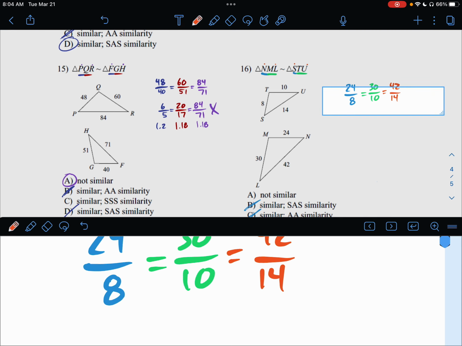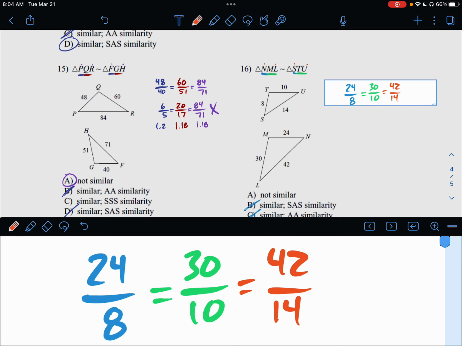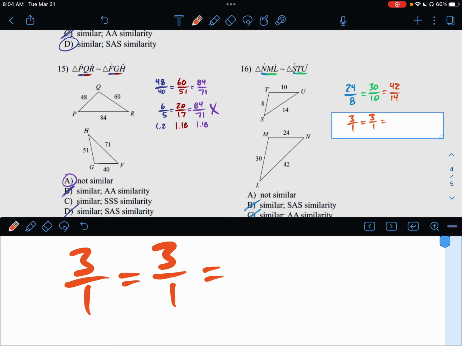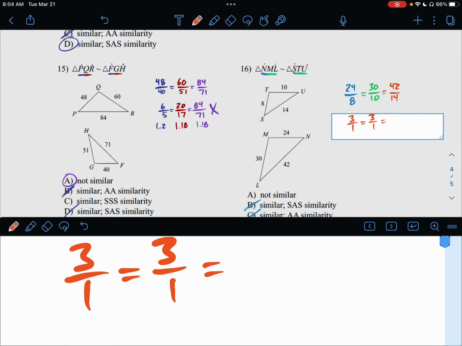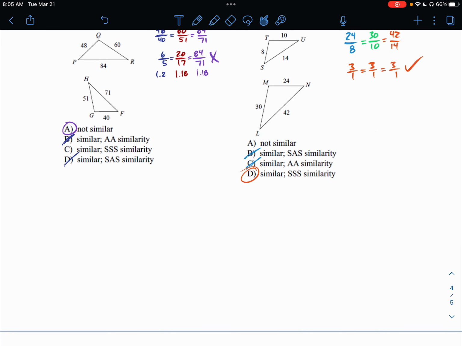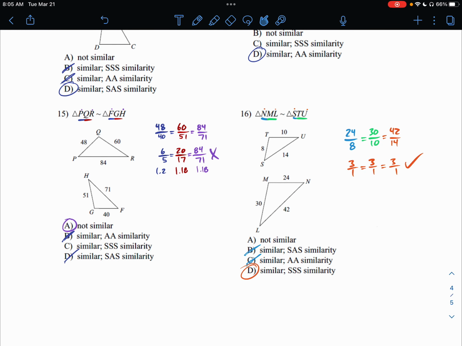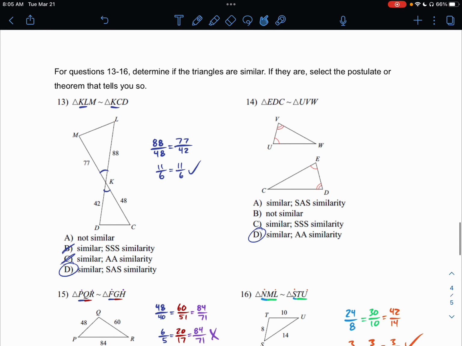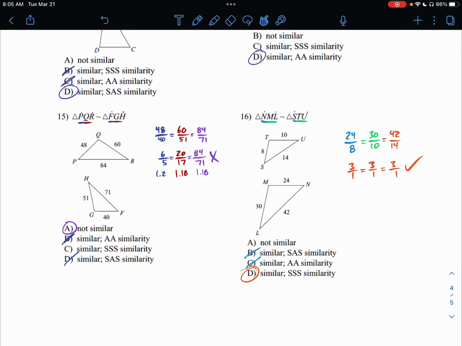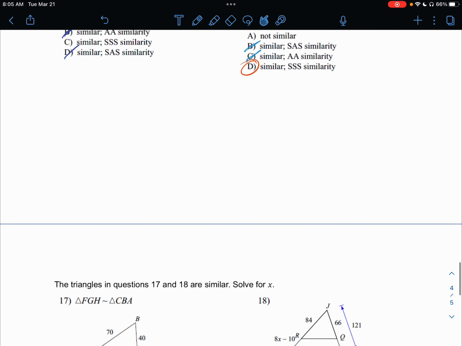And now we just want to reduce all of these. So 24 over 8, you can divide both those by 8, and that just reduces down to 3 over 1. 30 over 10, divide them both by 10, and you get 3 over 1. 42 over 14, divide them both by 14, and we get 3 over 1. So all 3 of these are the same. So these are similar, and it is SSS. I have 3 sides that are proportional to one another. So our answers for 13 through 16 were D, D, A, D. So SAS, AA, not similar, SSS.